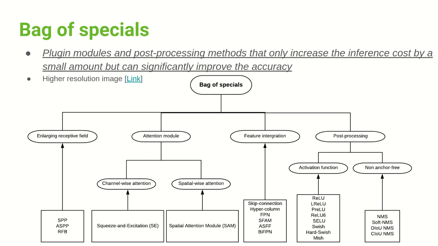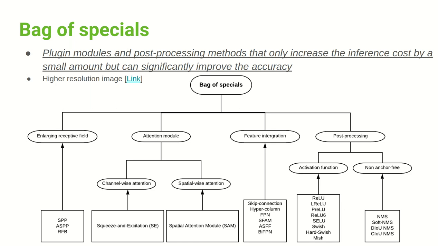And we're going to talk about BoF specials. BoF specials are basically the plugin modules or post-processing methods that only increase the inference cost by a small amount, but can significantly improve the accuracy. What that means is these things put into your network have some computational burden, but it's worth it. That is BoF specials.